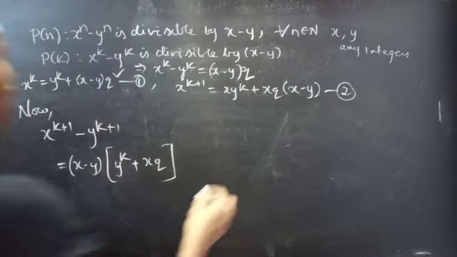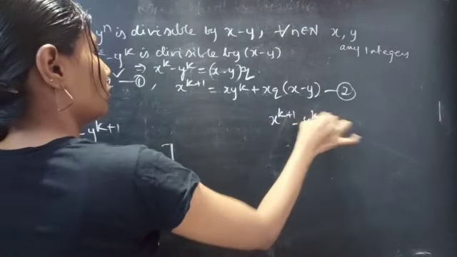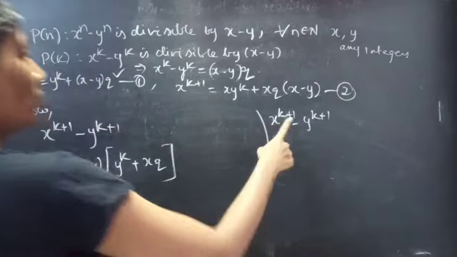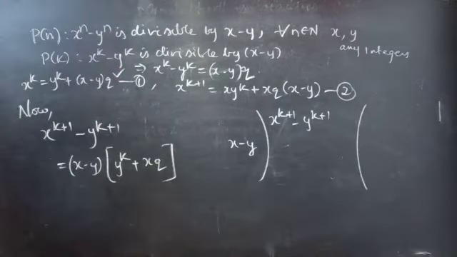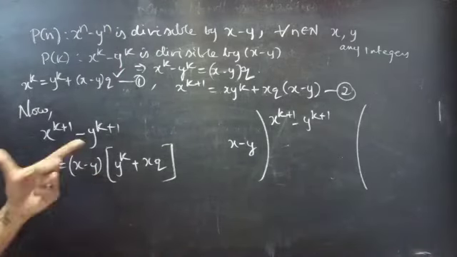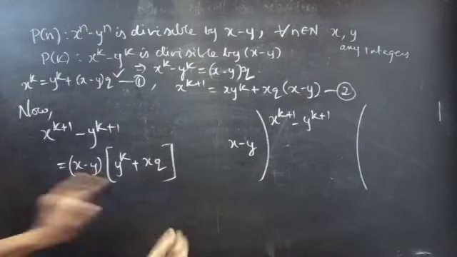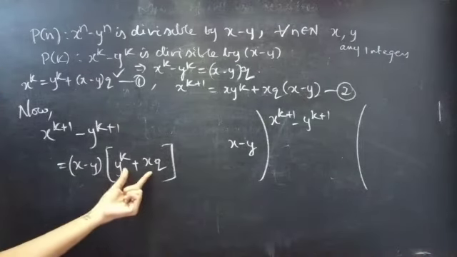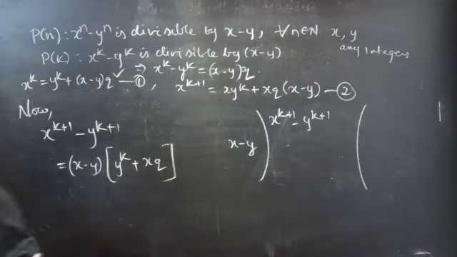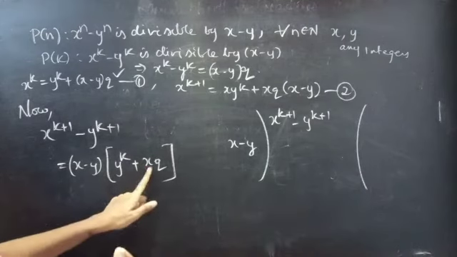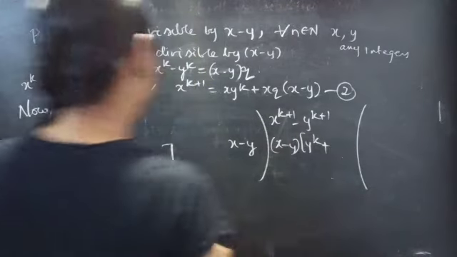Let's see whether x power k plus 1 minus y power k plus 1 is divisible by x minus y or not. Obviously it is a multiple of x minus y, so it is divisible by x minus y. But let's see clearly in division method. So we know that x power k plus 1 minus y power k plus 1 is x minus y into y power k plus x cube.